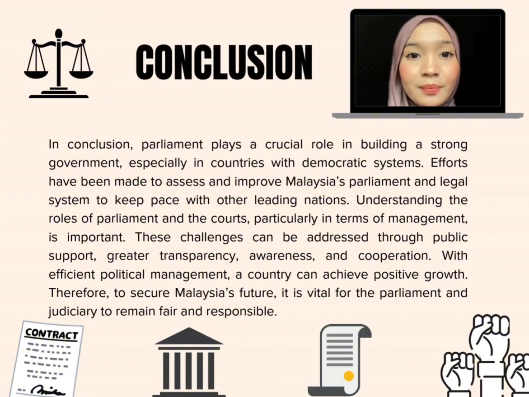To conclude, the Malaysian Parliament and Judiciary play a vital role in upholding effective governance and justice within the country's democratic framework. However, challenges remain and reforms are essential to improve transparency, accountability and public trust in these institutions. By incorporating public recommendations and fostering collaboration between Parliament and the judiciary, Malaysia can align with global standards of governance. This approach will ensure sustainable growth and a brighter future for the nation. Ultimately, fair and accountable leadership is the cornerstone of progress and stability.